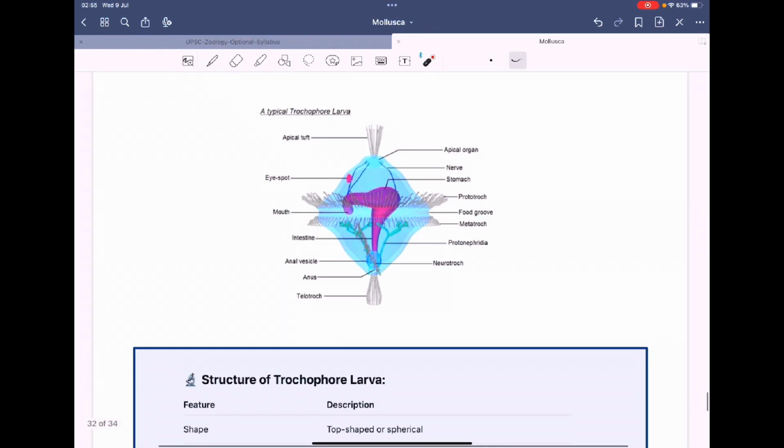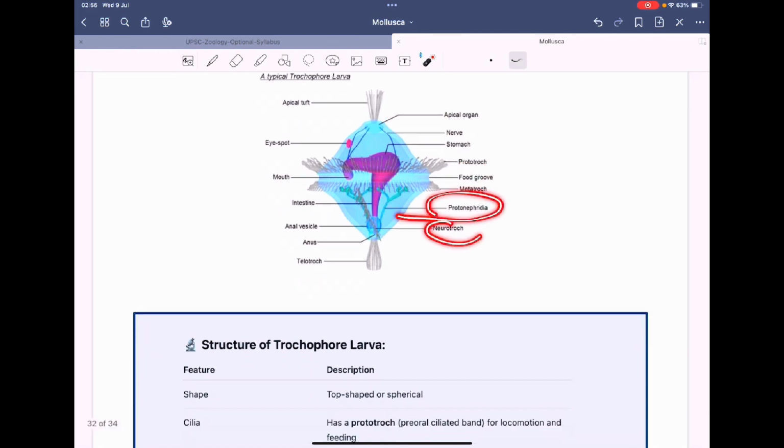So if you will see the structure of the trochophore larva, it has an apical tuft. There is the apical organ, there is nerve, there is stomach, there is eye spot, there is proper mouth. This whole structure is called a metatroch. There is a food groove, there are protonephridia, there is neurotroch, there are intestine, anus, and telotroch at the end.